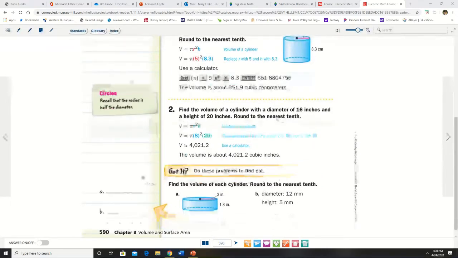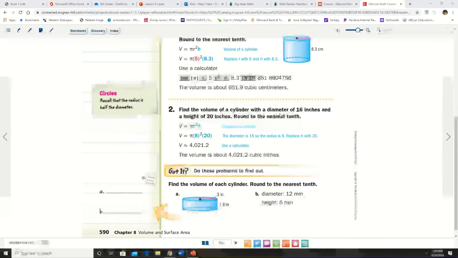Example 2 is asking you to find the volume of a cylinder with a diameter of 16 inches and a height of 20. You're going to notice on this one they do not give you a picture, and that it is in words. And also they're giving you the diameter this time. You have to be careful on this.